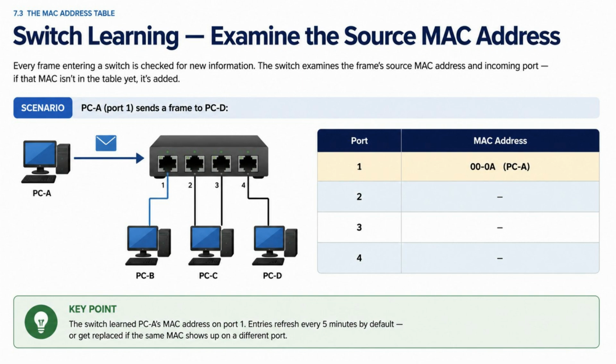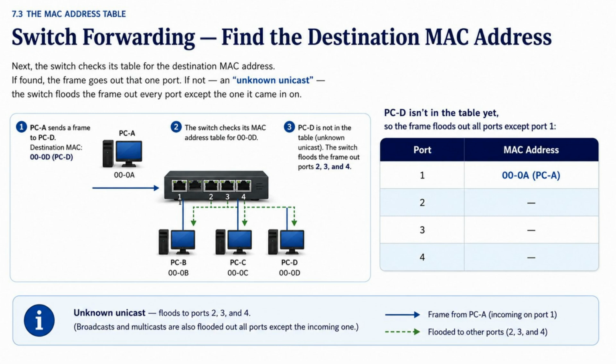Every incoming frame gets checked for new source information. Continuing the example, PCA on port 1 sends a frame to PCD. The switch sees PCA's MAC isn't in the table yet, so it adds it against port 1. Mention that entries refresh every 5 minutes by default, or get replaced if the same MAC shows up on a different port. Device moved. Next, the switch checks its table for the destination MAC.